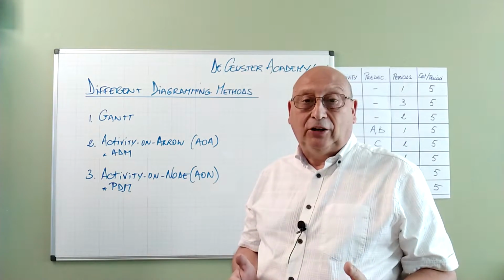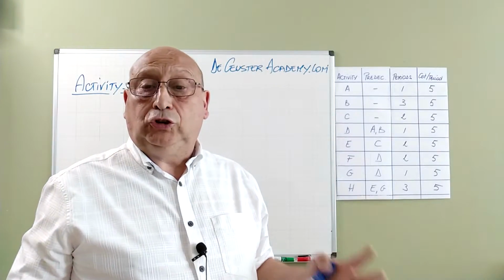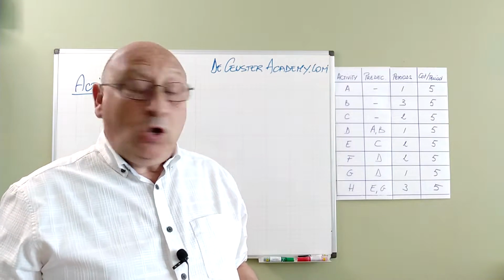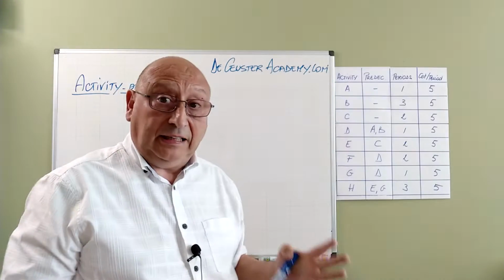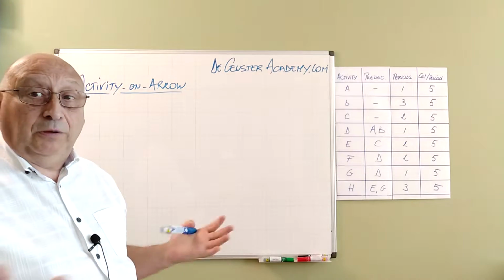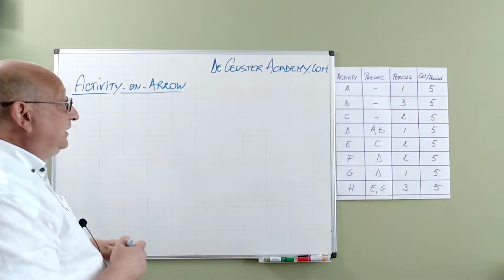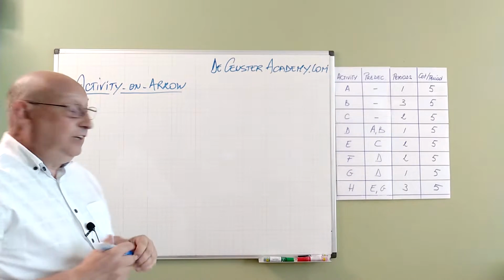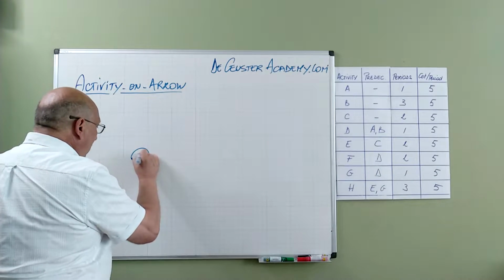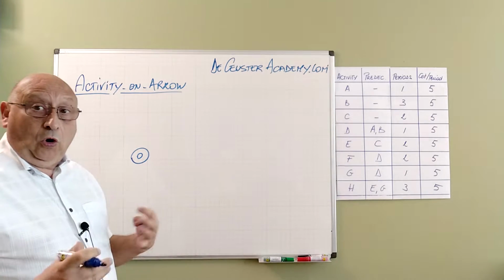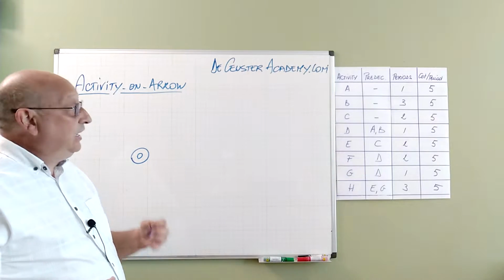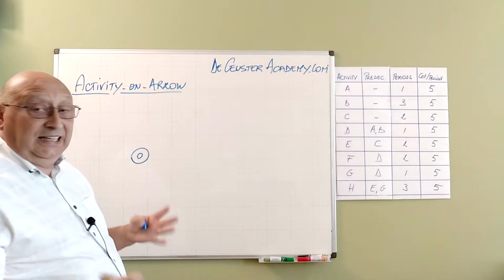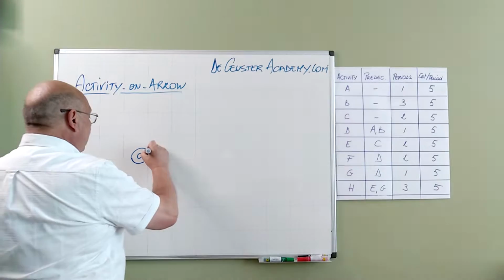using these different methods. The first method I want to show to you is the activity on the arrow or the arrow diagramming method. We are going to use the schedule there. These are the precedence informations that we have, and we start with the starting event of the project, which I call 0. Here we start, so all the activities start from here, and all the activities that have no predecessor, like A, B, and C, start from this event.